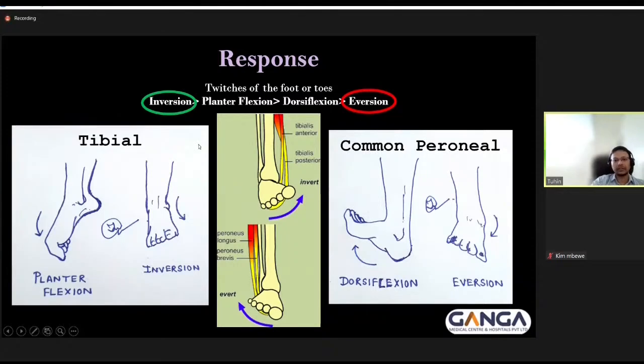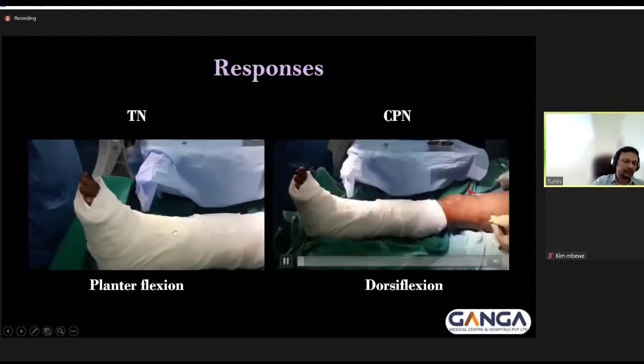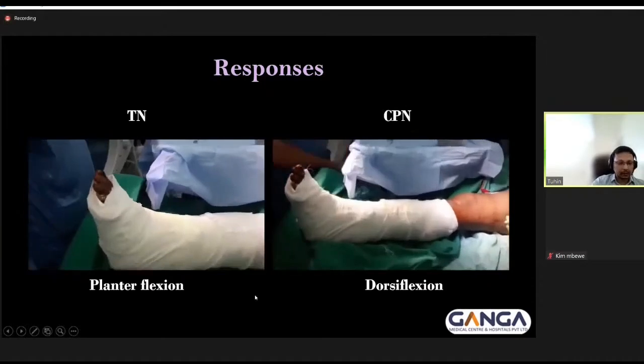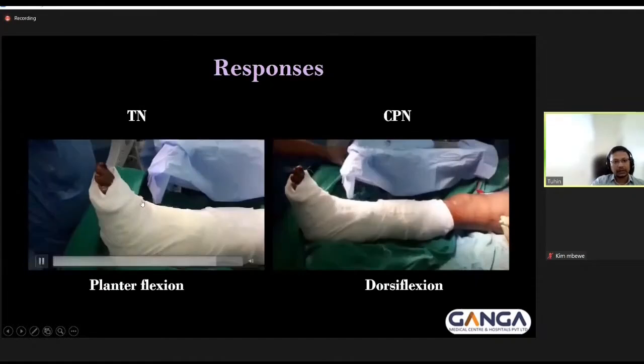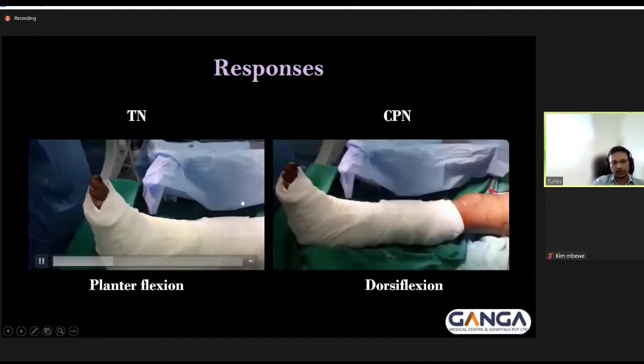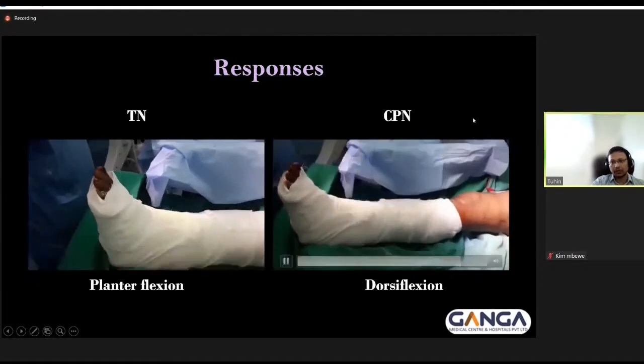So that's why the eversion response is least preferred. The inversion is always most preferred, and then the plantar flexion, dorsiflexion, and the least preferred one is the eversion. If a below knee POP cast is applied, in those cases the eversion and the inversion response will not be visible. So in those cases, toe flexion, dorsiflexion or plantar flexion are the acceptable responses.